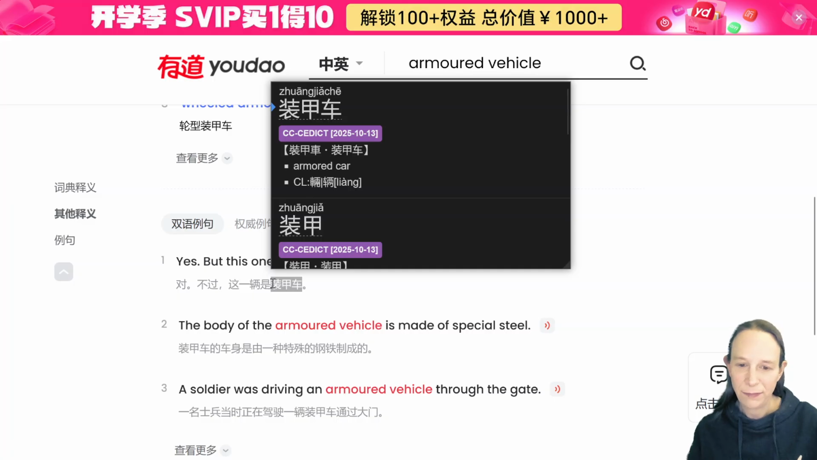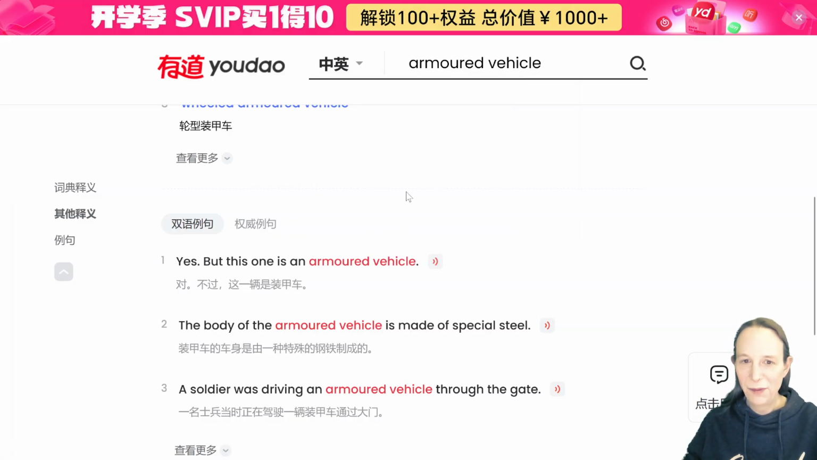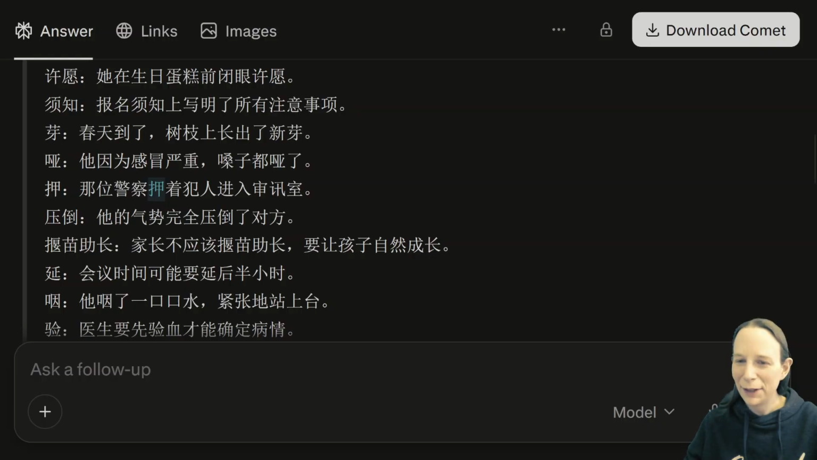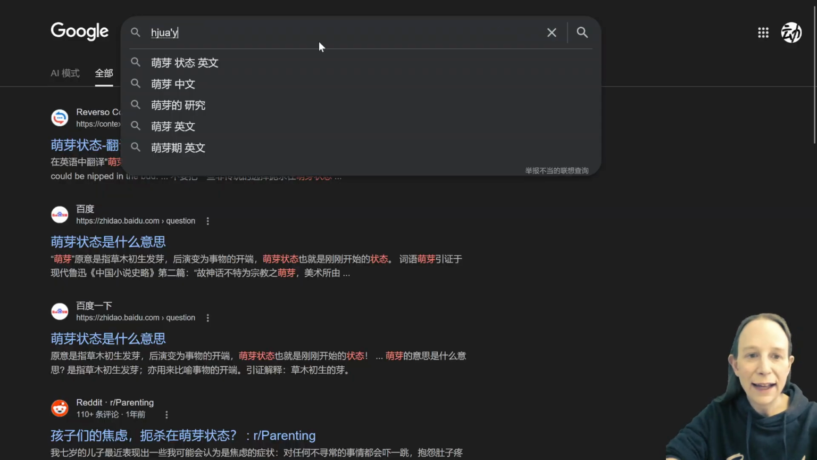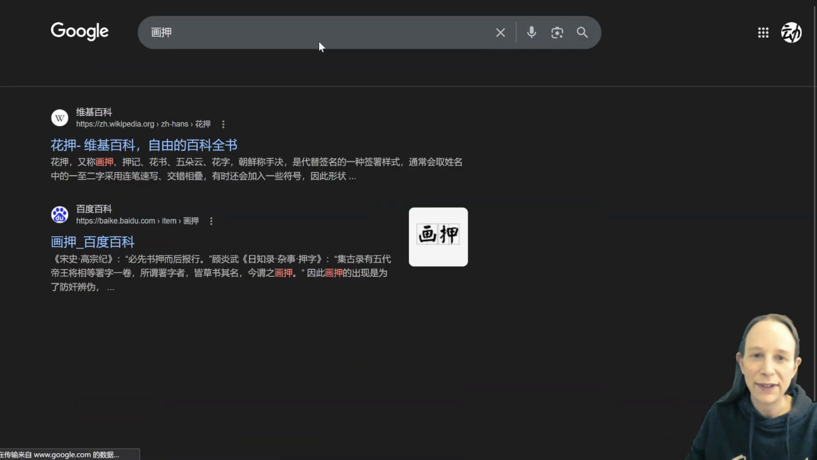装甲车? I don't know. Is there a word that I vaguely recall and don't remember? Yeah, so I went and found it in the dictionary. Let's just go through the definitions of 押. The first definition is 在文书或契约上的签字或代替签字的符号. Okay, 画押, 花押. I'm not entirely sure what that is, but let's 画押. Like a seal or a stamp or something like this.